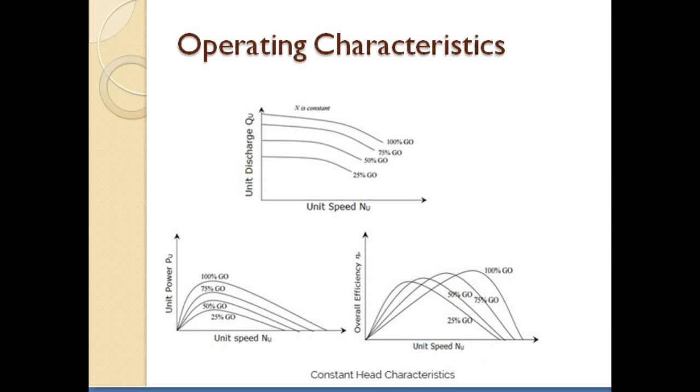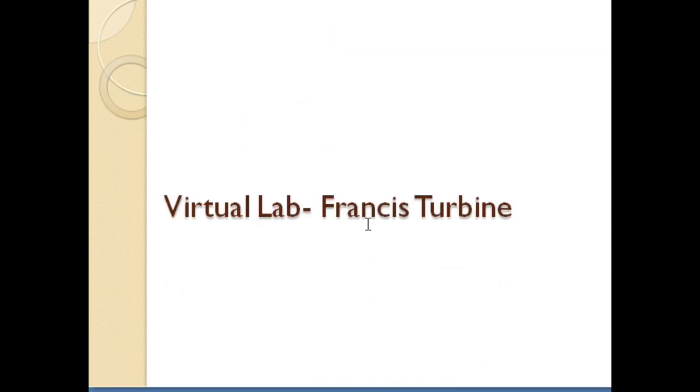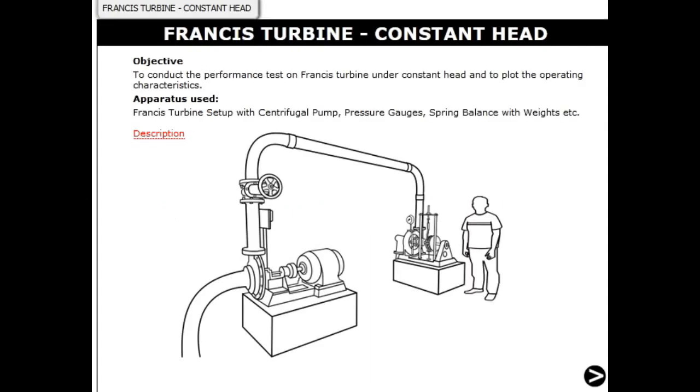Next, in the next slide, we will start the virtual experiments on the Francis turbine. In this slide we can see the virtual setup of the Francis turbine. First we will know the parts of the setup. The setup has a pump. This is a centrifugal pump which will create the head required to operate the Francis turbine, which is placed in this region.